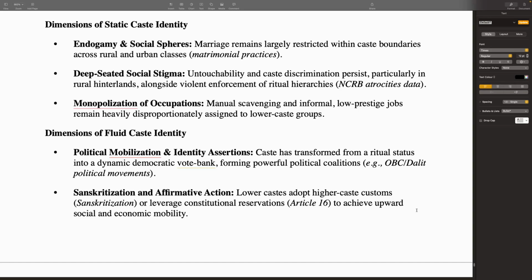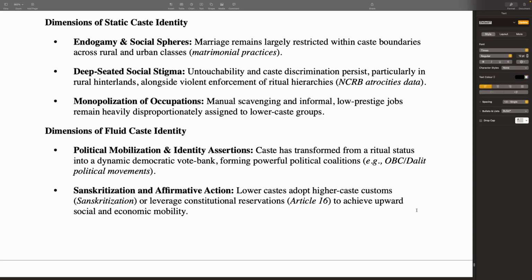Dimensions of fluid caste identity. Political mobilization and identity assertion. Caste has transformed from a ritual status into a dynamic democratic vote bank, forming powerful political coalitions. Example, OBC and Dalit political movements. Sanskritization and affirmative action. Lower castes adopt higher caste customs or leverage constitutional reservation, Article 16, to achieve upward social and economic mobility.